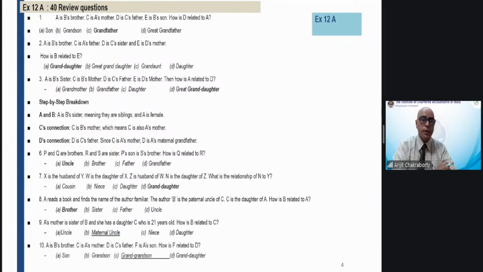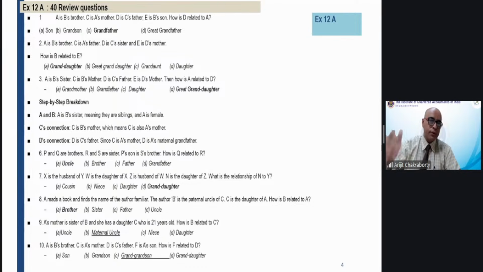Now we proceed to the 10th question here, and we see the question which comes up. A is B's brother, which means A is male and A is B's brother. C is A's mother. So we have A and B who are siblings. Of course, A is male and C is A's mother. That means C is female and she is the mother of both A and B.